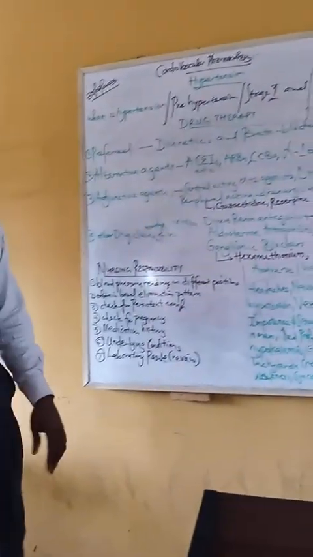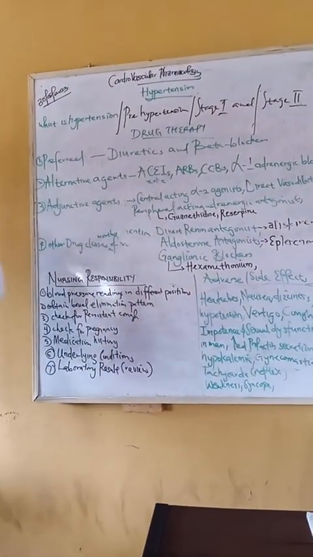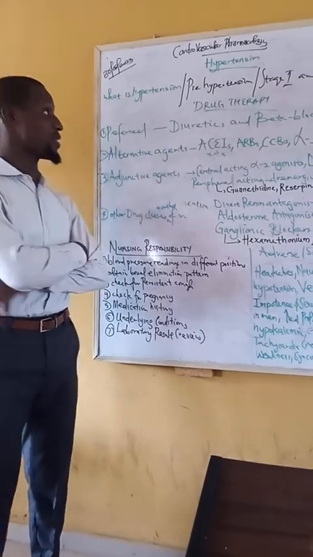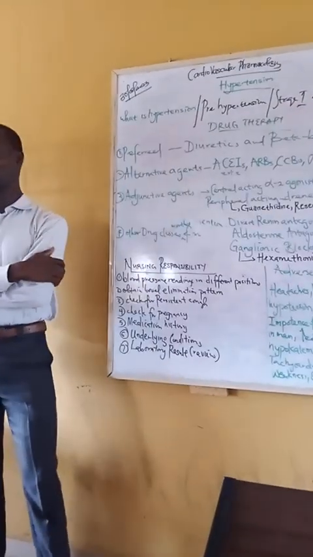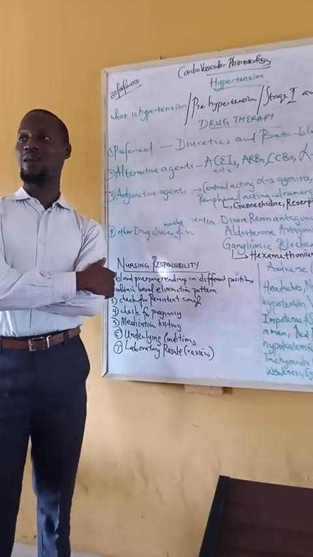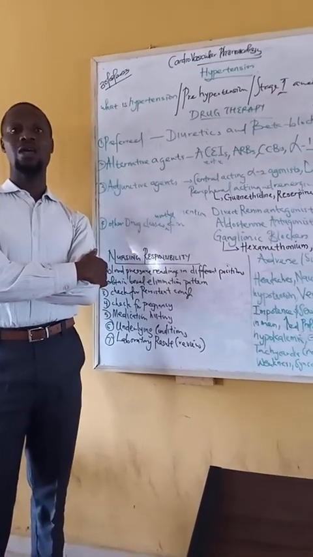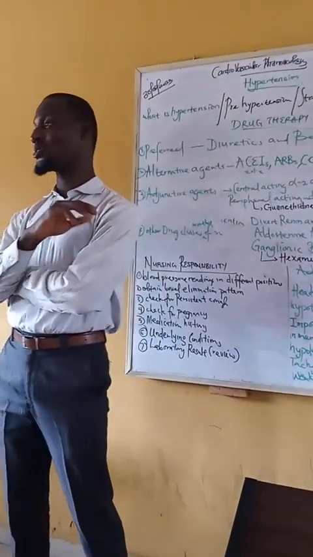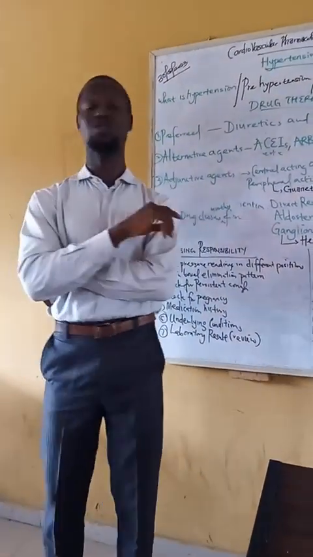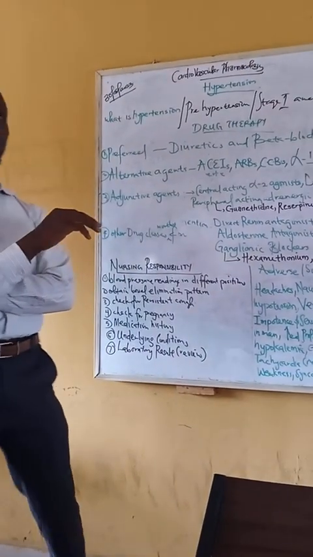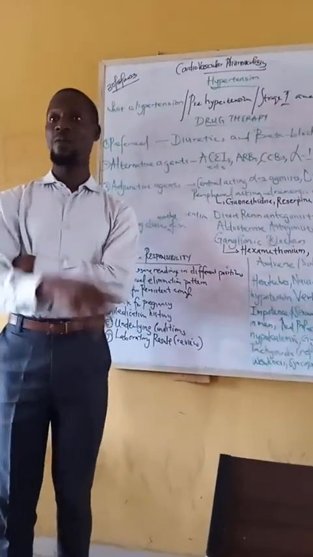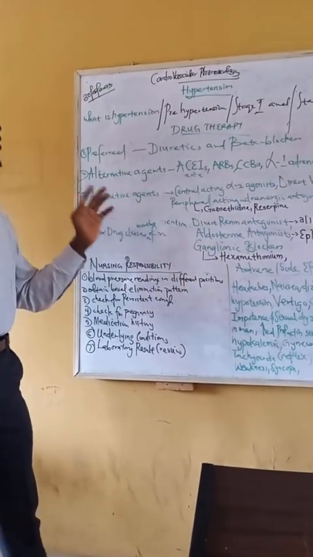So today we want to look at cardiovascular pharmacology, and we'll look at hypertension for some minutes. So the first question is, what is hypertension? We discuss hypertension to be a consistent or sustained increase in what? In blood pressure, either the systolic or the diastolic or both. So you can have hypertension as systolic or diastolic or both.